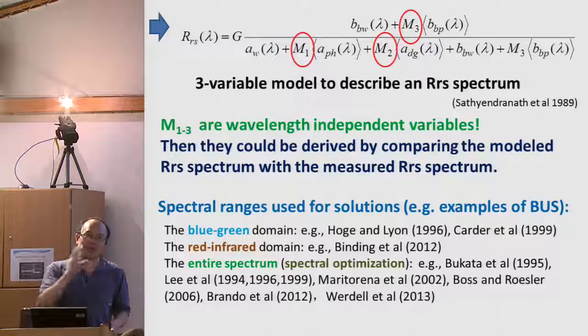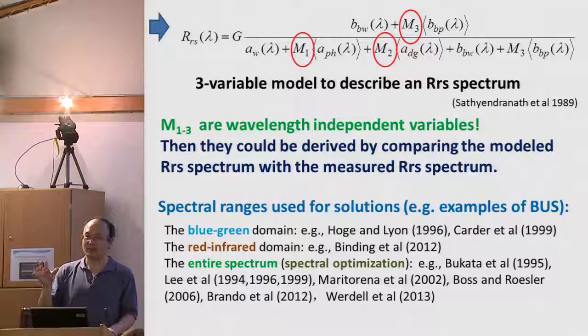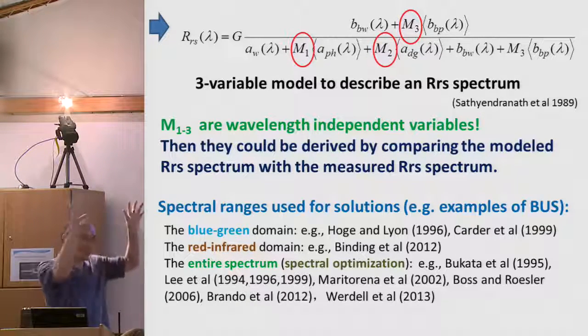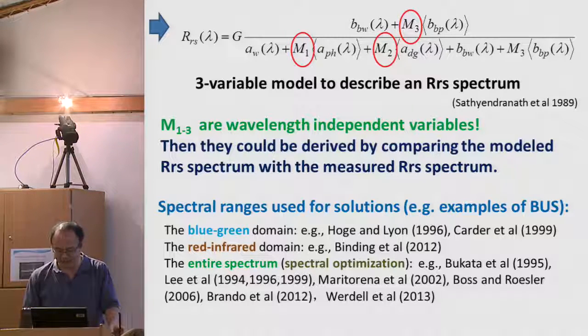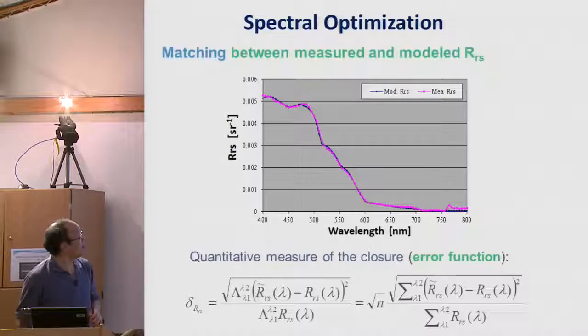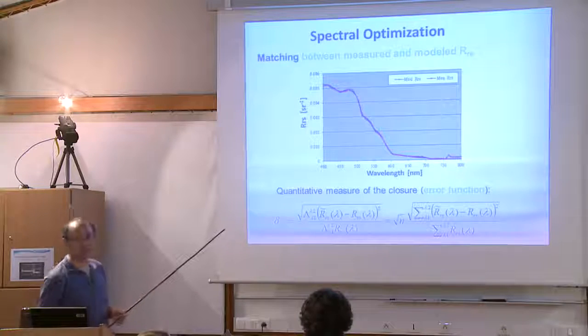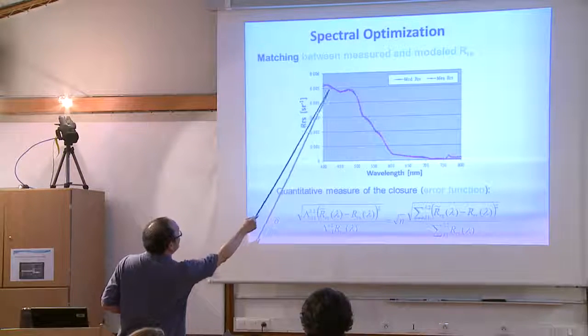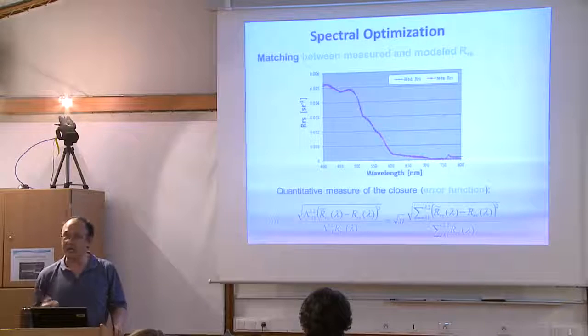But now you should see what this bottom up means. Basically, we are trying to figure out each little block, the aph, the adg, the bbp, and how Rrs relates to them. We look at these individual blocks, figure out their relationships, put them into this big relationship, then try to find the solutions. As shown here, for spectral optimization, the blue is the model Rrs, and the red is the measured Rrs spectrum.